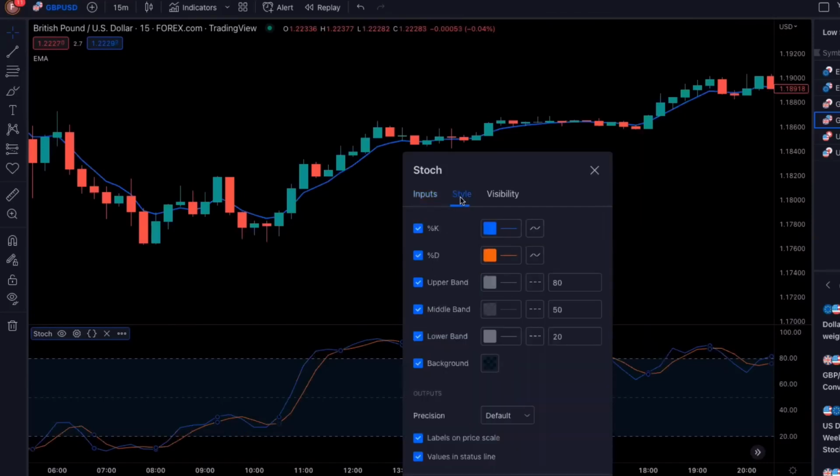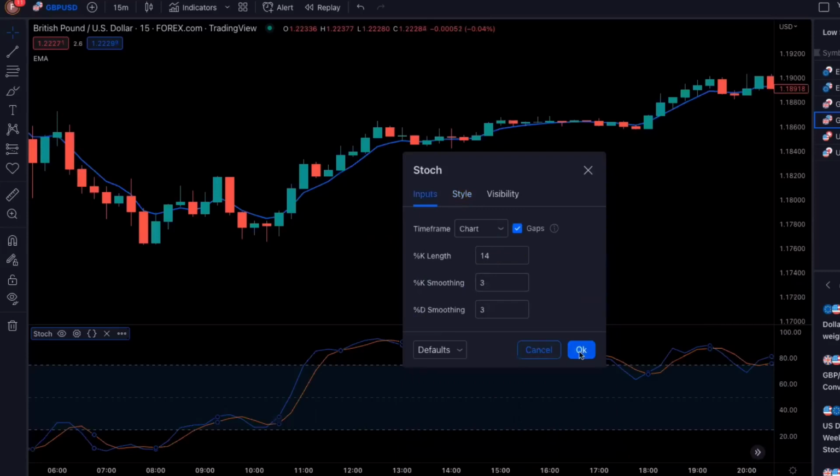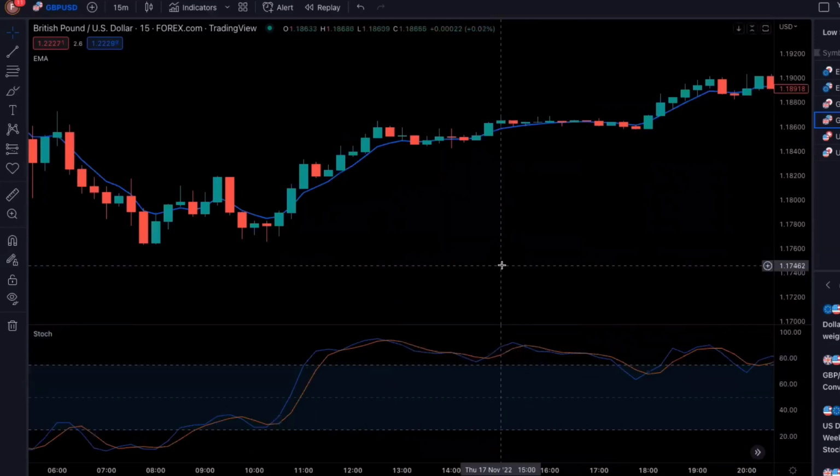And for style, what we're going to do over here is, you see how whenever you add the stochastic on here, the channel is between 20 to 80. For this, we're going to change it from 20 to 25, and change 80 to 75. So our channel is going to be just a little bit narrower for this strategy. Okay, so 25, 75, and then over here, smoothing 3. Click OK. Your chart is set up.